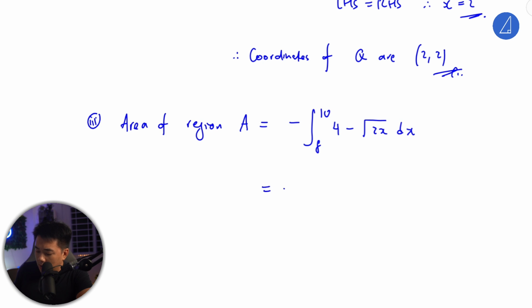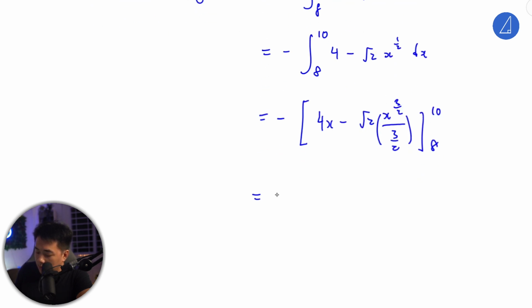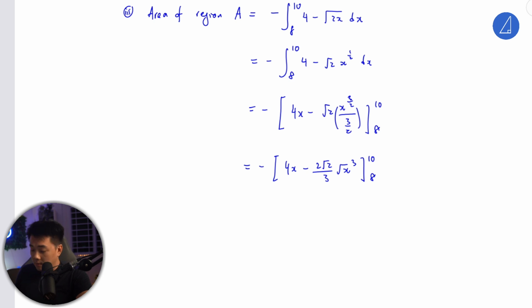Then for part 3, do we need the exact value, right? They didn't ask for exact, but let me put this as the integral from 8 to 10 of 4 minus root 2 root x dx. So root x will be written as x to the half. Integrate this: it will be 4x minus root 2 times x to the 3 over 2 over 3 over 2, with limits 10 and 8. That will be given by 4x minus 2 root 2 over 3 times root x cubed, from 8 to 10.